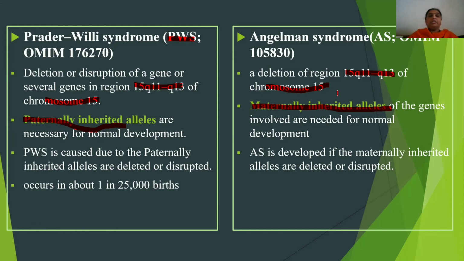So if there is a defect in the imprinting, syndromes and disorders will occur. I think you may have cleared the idea about genetic imprinting.